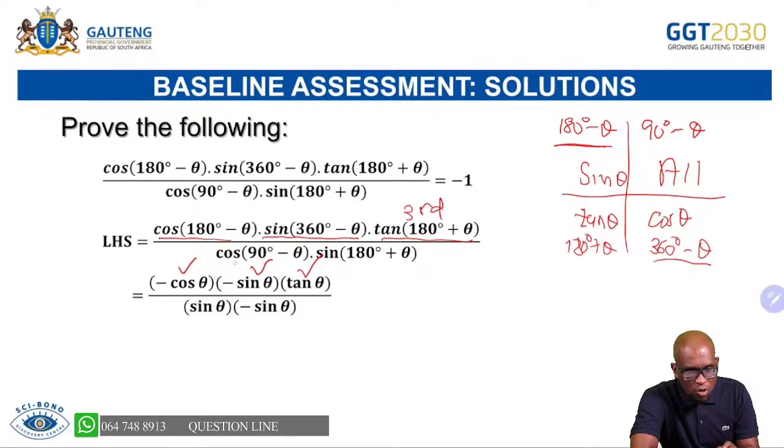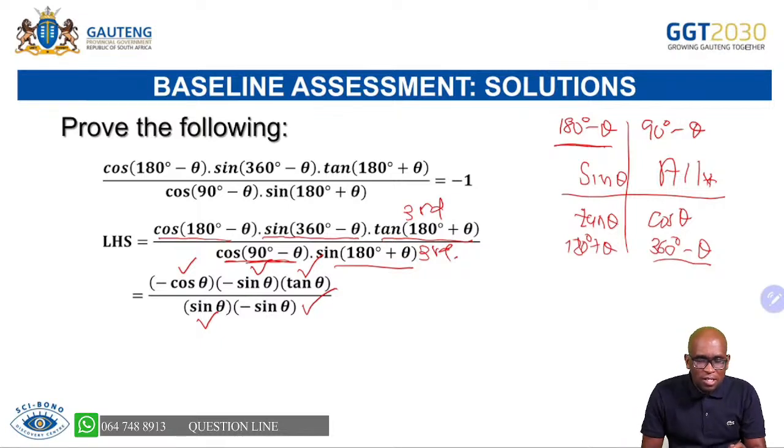And then from there we check cos of 90 minus theta. If you look at 90 minus, it is actually in the first quadrant. In the first quadrant, all the trig ratios are positive, but the cosine changes to a sine, so we get a mark for changing the cosine to a sine. And then, last but not least, we have sine of 180 plus theta. 180 plus is in the third quadrant, and in the third quadrant only tan is positive, so sine should be negative there.